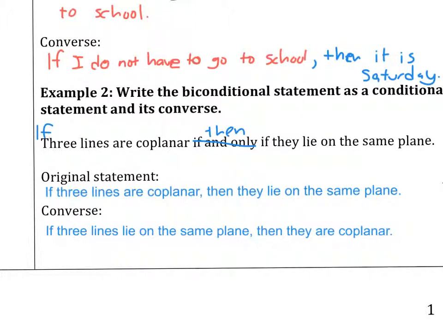Notice what I did not do. I did not bring the word they over into the hypothesis. Notice if three lines lie. So I took the idea and just made sure I was grammatically correct. So if three lines are coplanar, then they lie in the same plane. And when I converse that, if three lines lie in the same plane, then they are coplanar. So make sure we establish the subject before we use our pronouns.